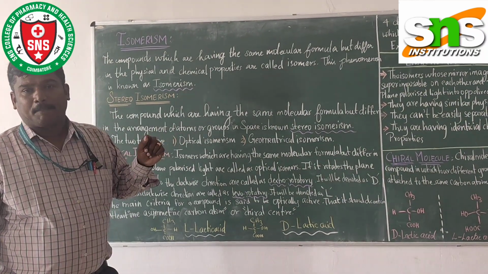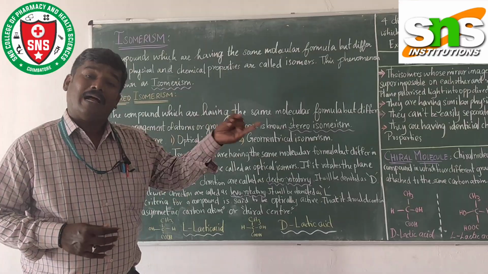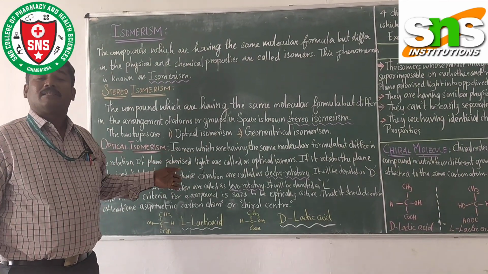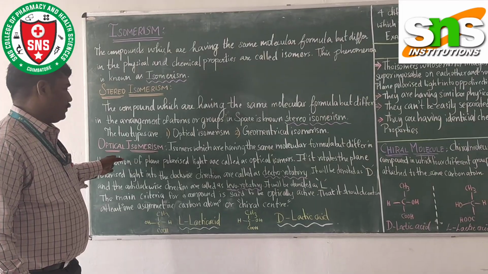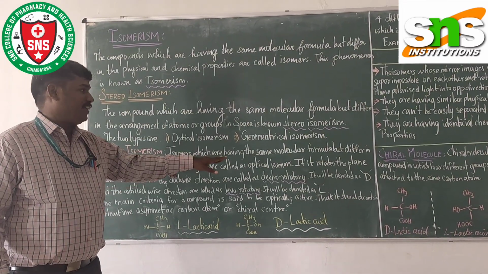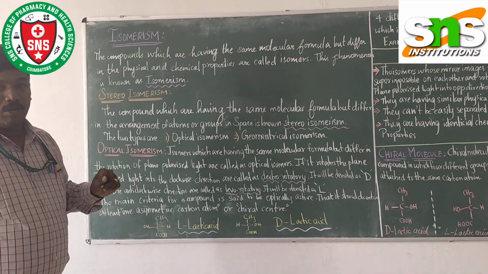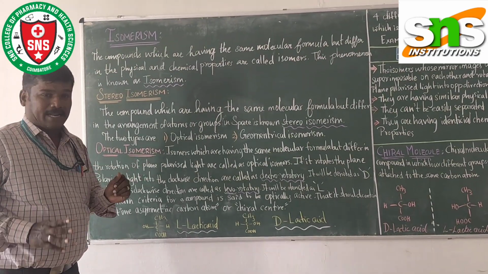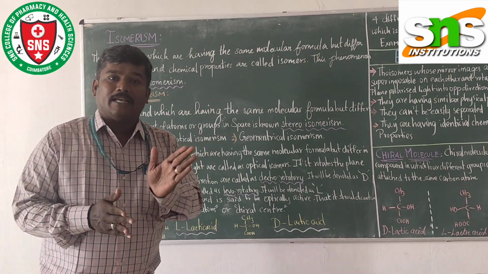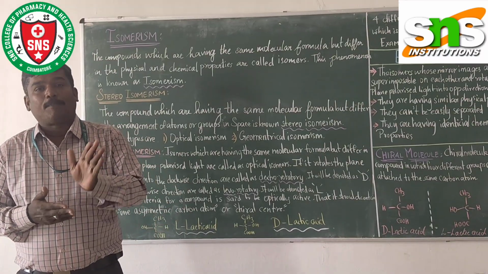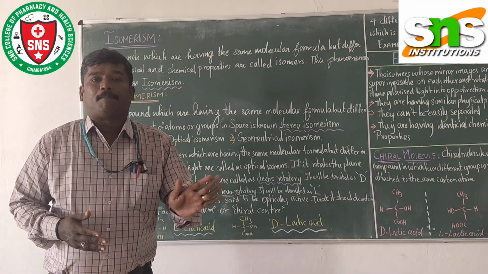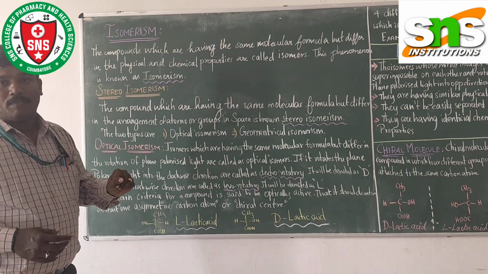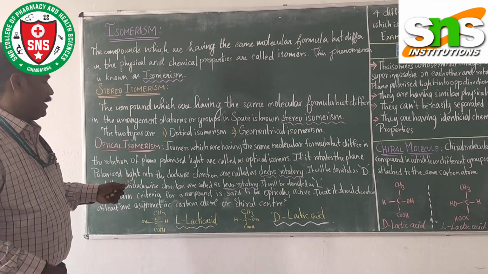One of the important types is optical isomerism. Another type is geometrical isomerism. So what is optical isomerism? The isomers which have the same molecular formula but differ in the rotation of plane-polarized light. Normally, optical isomers have the property of rotating the plane-polarized light. So these optical isomers will rotate the plane-polarized light.